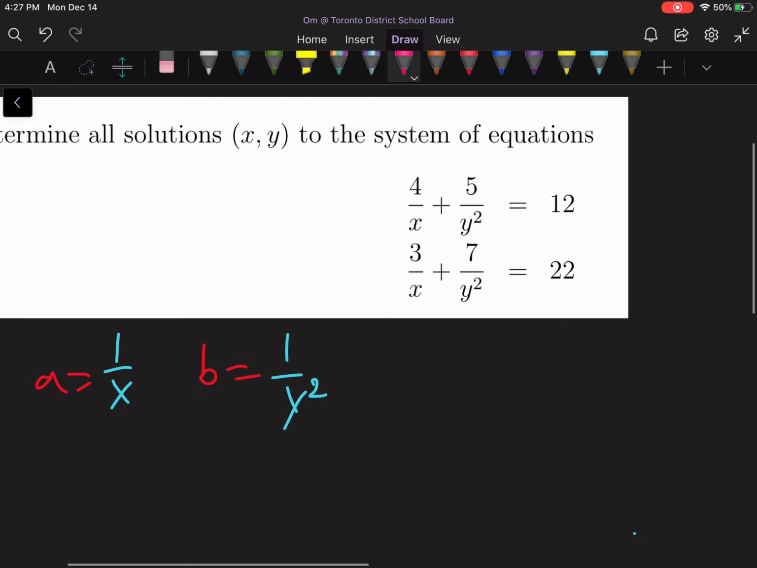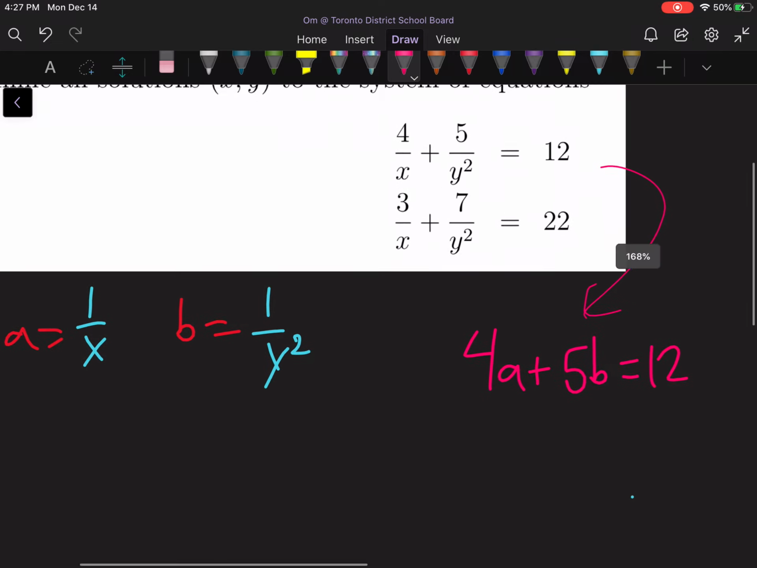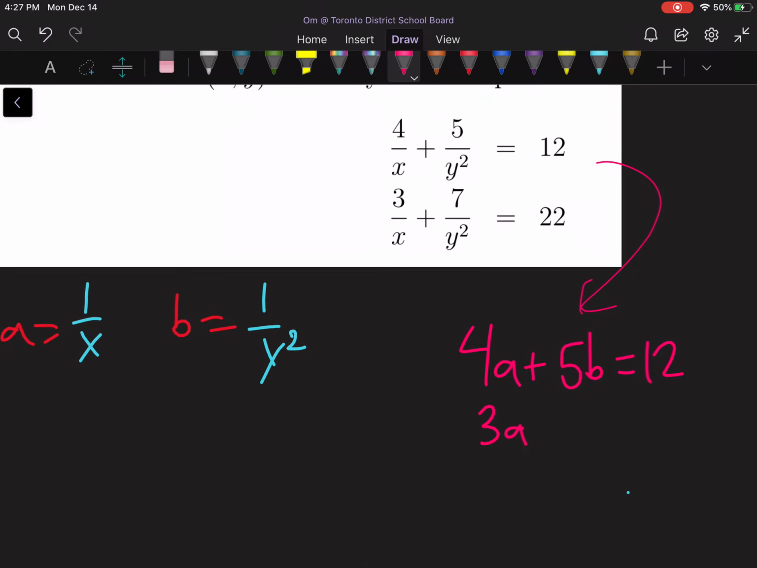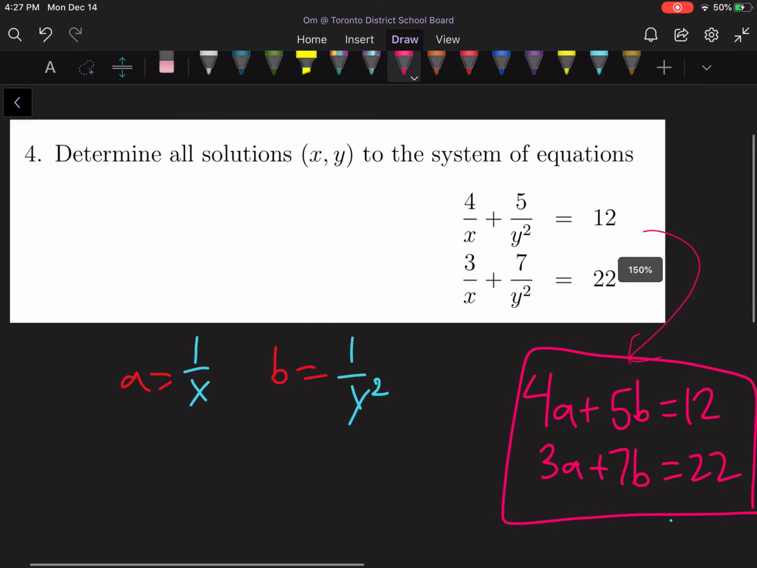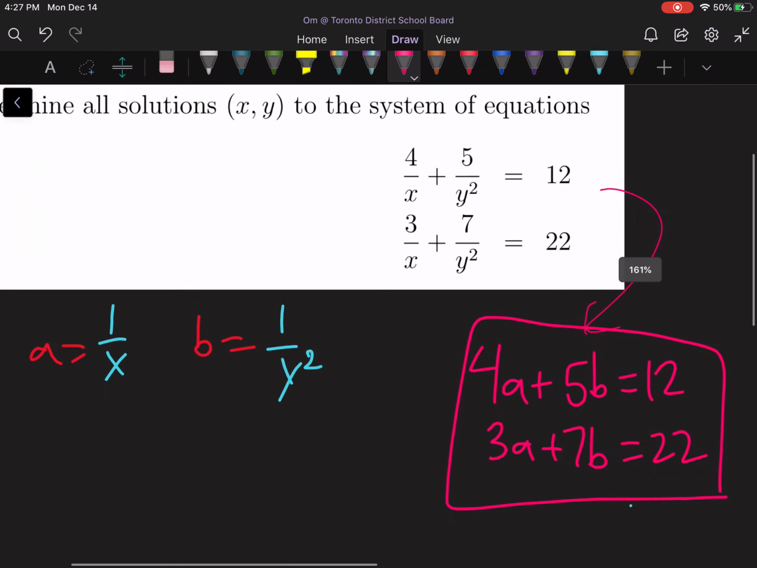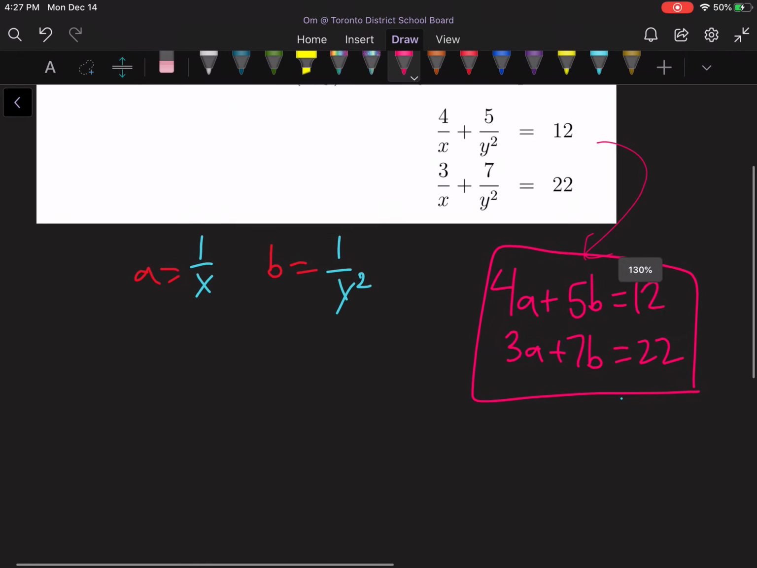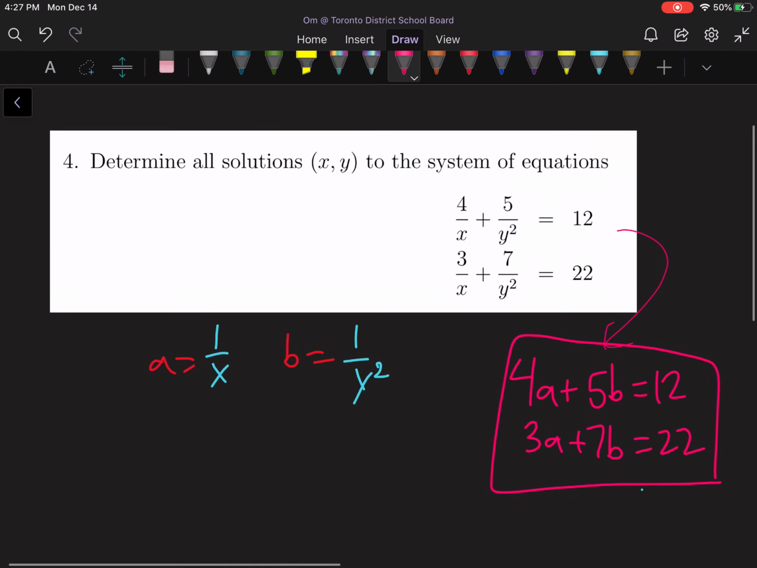What this means now is that this system becomes 4 over x is just 4a plus 5 over y squared is 5b equals 12. And the bottom equation is 3 over x, which is 3a, plus 7 over y squared, which is 7b, equals 22. And there you go. We've got ourselves a nice linear system of equations using this substitution. So this is the second problem that we've solved. From here, it's just trivial. You can just solve the system, resubstitute your values back in, and get all solutions x, y.